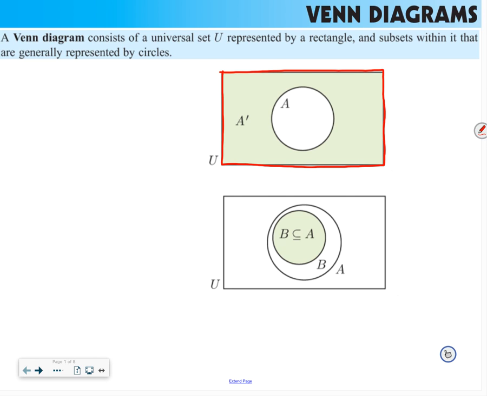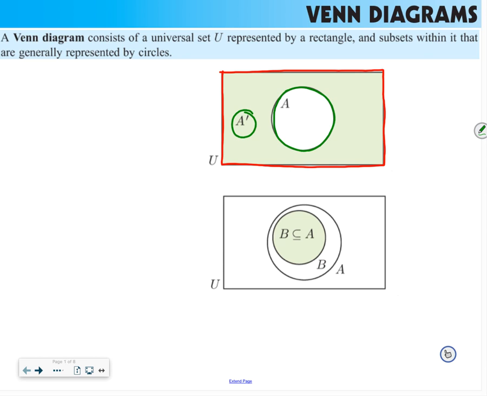Okay? Subsets within that are generally represented by circles. So notice the subset A is a subset of our universal set. Notice everything outside of A is the complement of A. So that shaded region there in the green is the complement of A.